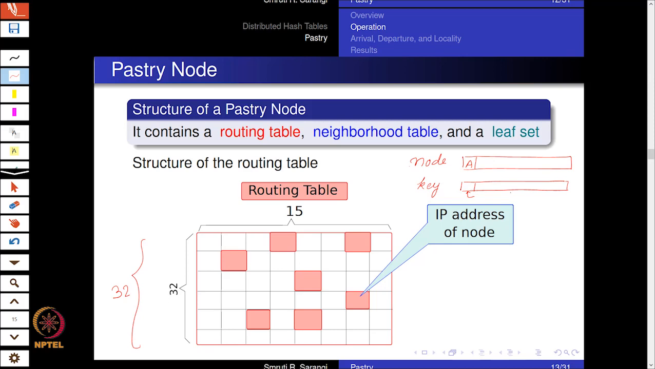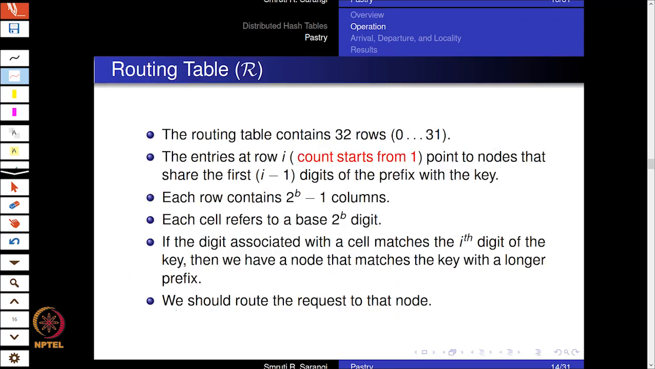Second, given the fact that one hex digit is 4 binary bits, again I said that the viewer should be in a position to understand why this is the case. If not, go back, study this and come back. So since there are a total of 128 bits and one digit is 4 binary bits, 128 by 4 is 32. So we will have 32 hex digits in each ID, either the node ID or the key ID. So at the most, we can have 0 bits matching till 31 bits matching. So hence we will have 32 rows.